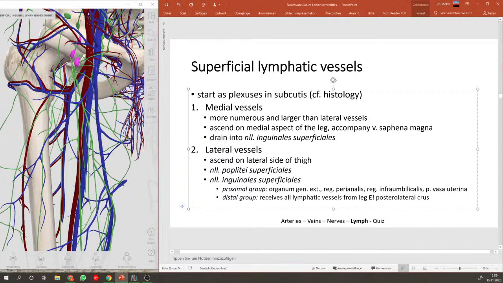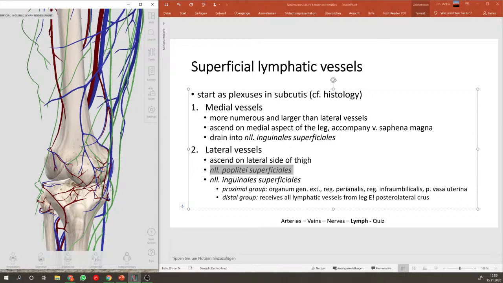The proximal group of superficial inguinal lymph nodes will drain the external genital organs, the perianal region, the infraumbilical region, and parts of the uterine vessels, while the distal group receives basically all the lymph of the leg except for the posterolateral lower leg. And this includes also the lateral vessels. The lateral vessels will drain also into the nodi lymphoidei inguinales superficiales, and also the nodi lymphoidei poplitei superficiales.